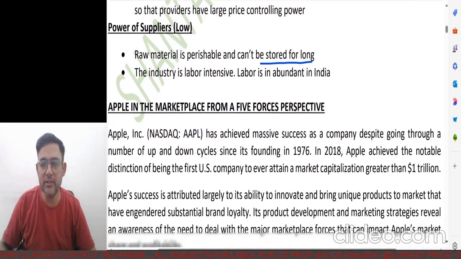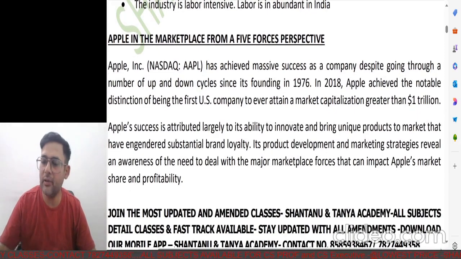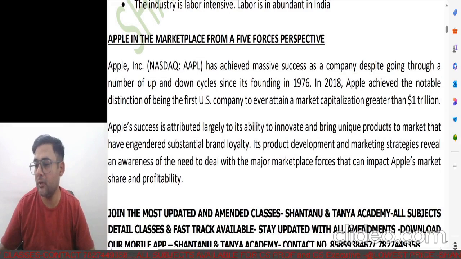Talking about the other case study, which is Apple in the marketplace, from the five forces perspective. Apple is something you must have really heard about. You might also be using Apple phones and various other things.